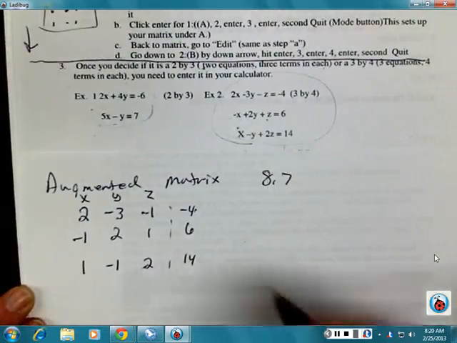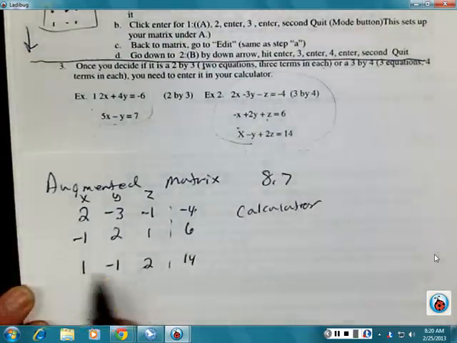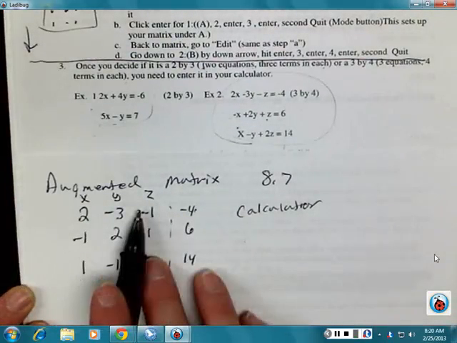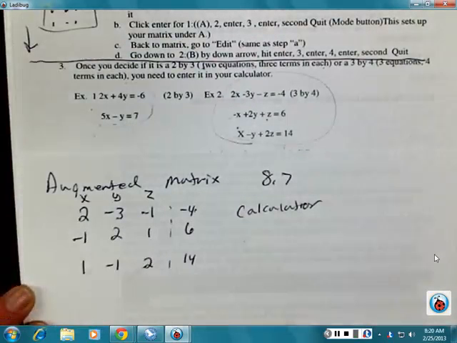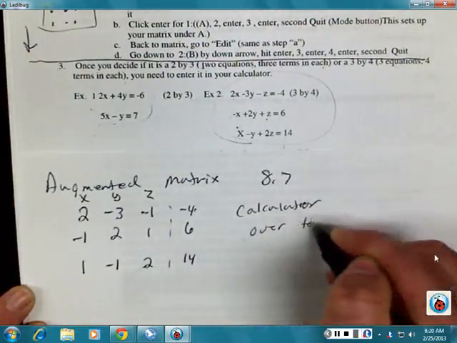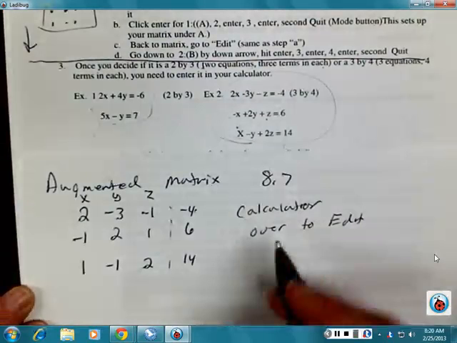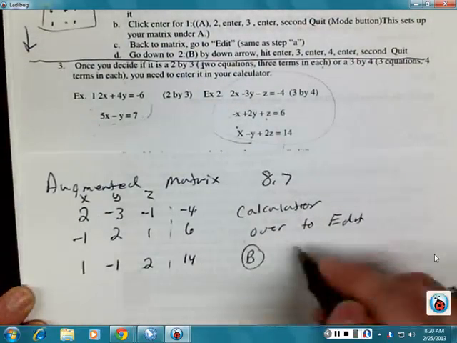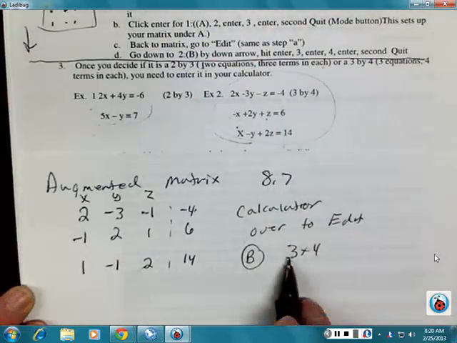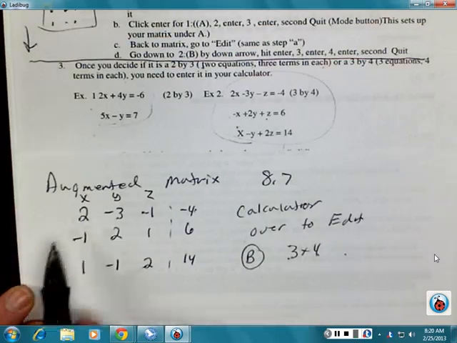Now on your calculator, you're going to enter these same things, because this augmented matrix is what your calculator uses to solve this. So we went over to edit, and so when you go over to edit, we're going to go down to B, because I want a 3 by 4 matrix, hit enter, enter to get beyond the 3 and the 4, and enter one more time, and you should be at the first 0 level. Are we there? Okay.